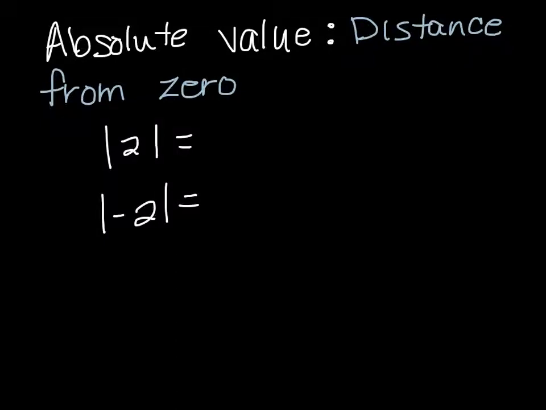Absolute value. The definition of an absolute value is the distance from 0. The absolute value of 2 is 2, and the absolute value of -2 is also 2. Really, truly what it is, what's inside that parentheses becomes positive once it's one number. Now let me show you why.